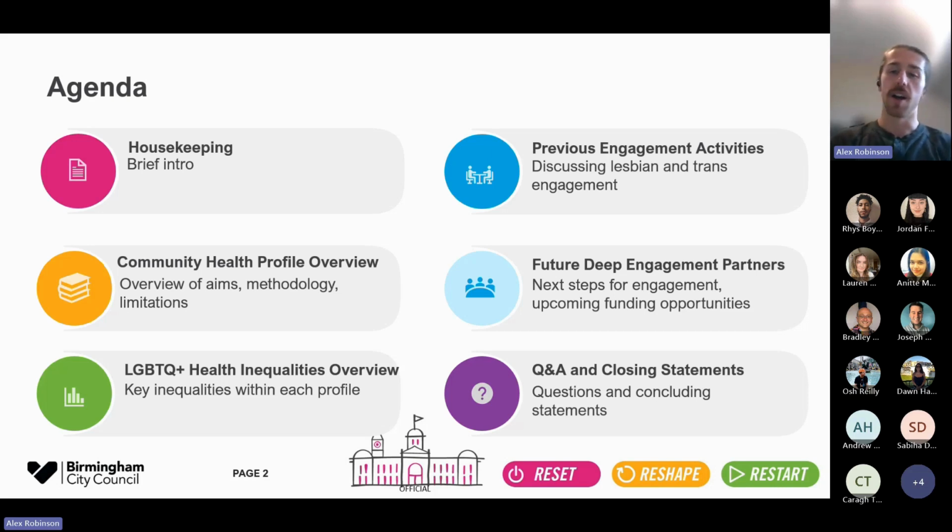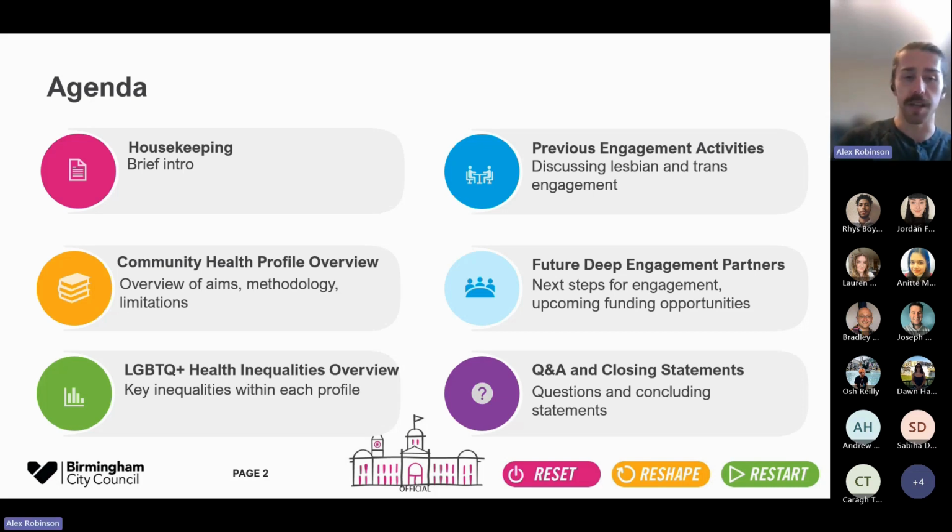I'm conscious of not wanting to spend too much time just listing off the health inequalities that are experienced by the community, as those are all covered in detail within the profiles themselves. So I'm going to focus more on what the profiles are as resources, how they can be used, and how we plan on engaging with the LGBTQ plus community going forward in addressing health inequalities.